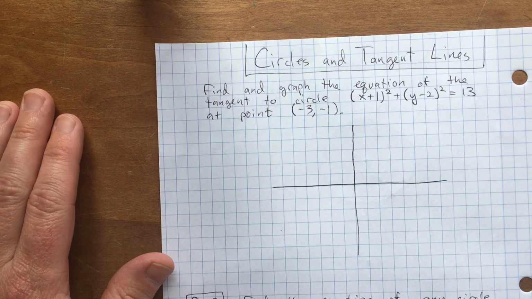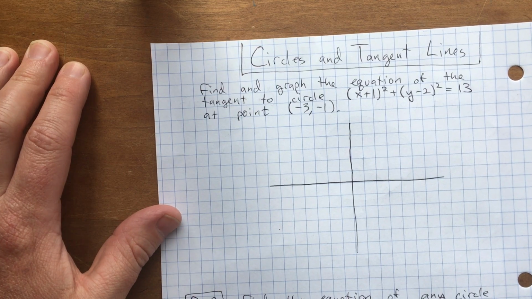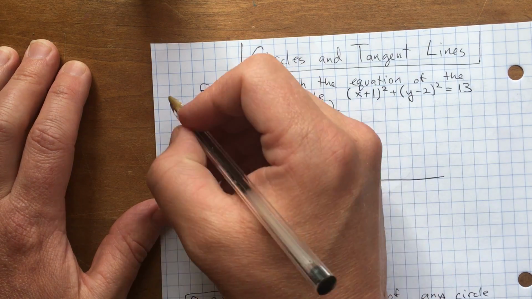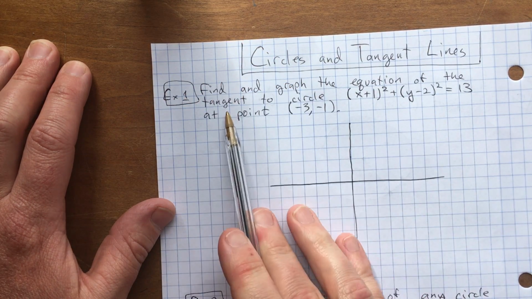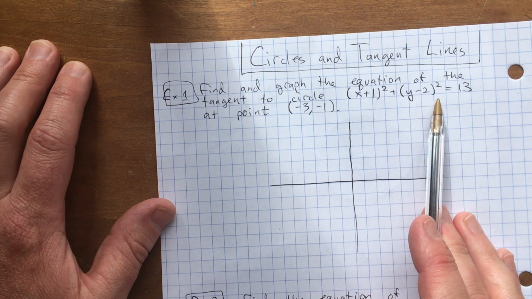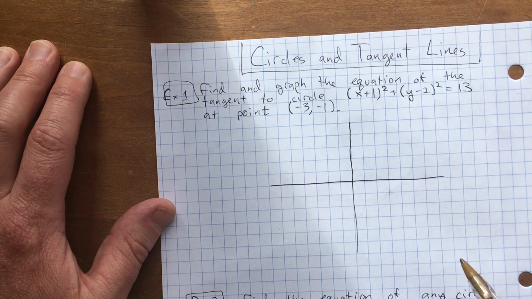We're going to finish this week looking at how circles and tangent lines interact on the coordinate plane. So we're going to graph circles and lines, and those lines should be tangents. The first example says, find and graph the equation of the tangent to this circle, (x + 1)² + (y − 2)² = 13, at the point (−3, −1).